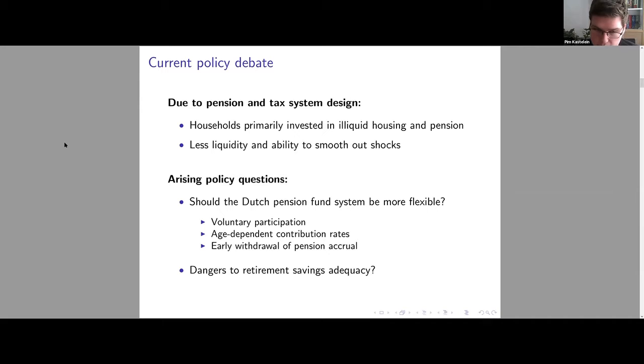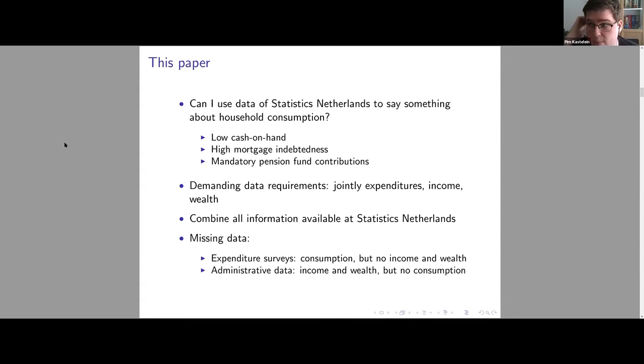Some of the arising policy questions here are, should the Dutch pension system be more flexible? If we allow people to withdraw early, or have voluntary participation, or age-dependent contribution rates, or voluntary contribution rates, what are the dangers to retirement saving adequacy? I'm trying to work with some life cycle models to shed some light on these questions, but I also try to employ some data.